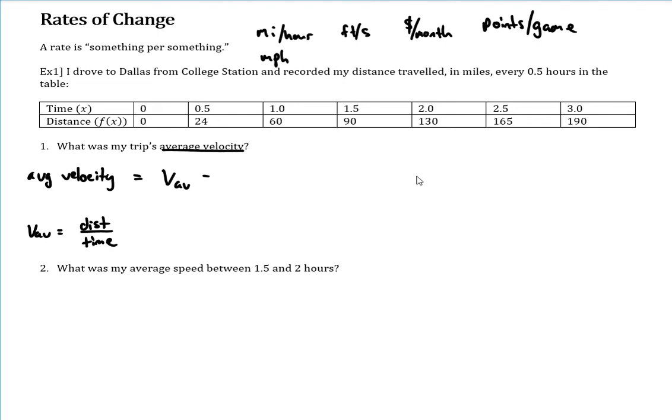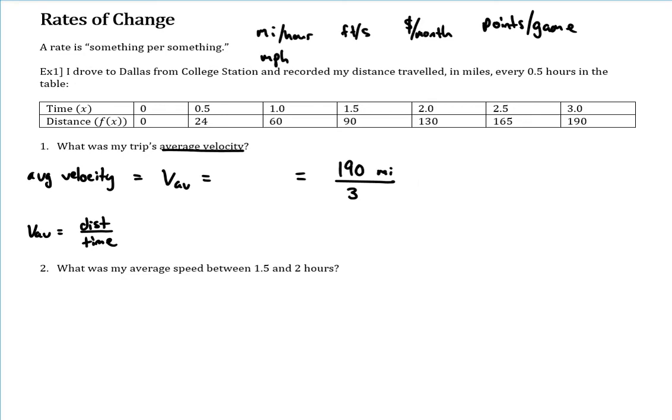Okay, so in this problem, let's go ahead and break it down. I'm going to do equals. Let's leave a little space. I'm going to come back to this space for a reason. But if we're looking at the average velocity over the entire trip, well, it looks like I started at a distance of 0 and I traveled a total of 190 miles. So we have 190, and then that would be miles, just to put the units for now, divided by however long we drove for. Okay, so it says 3 right there.